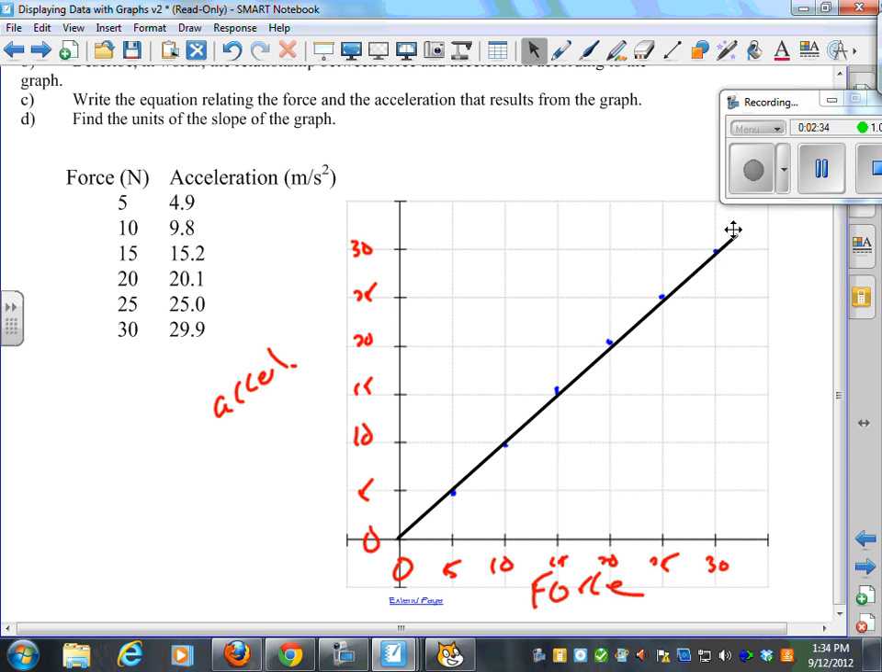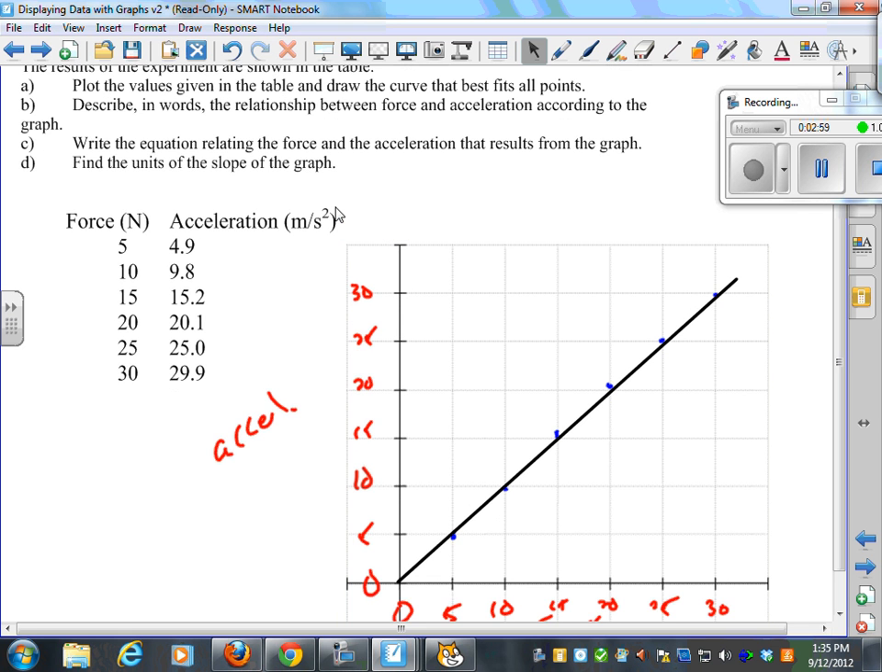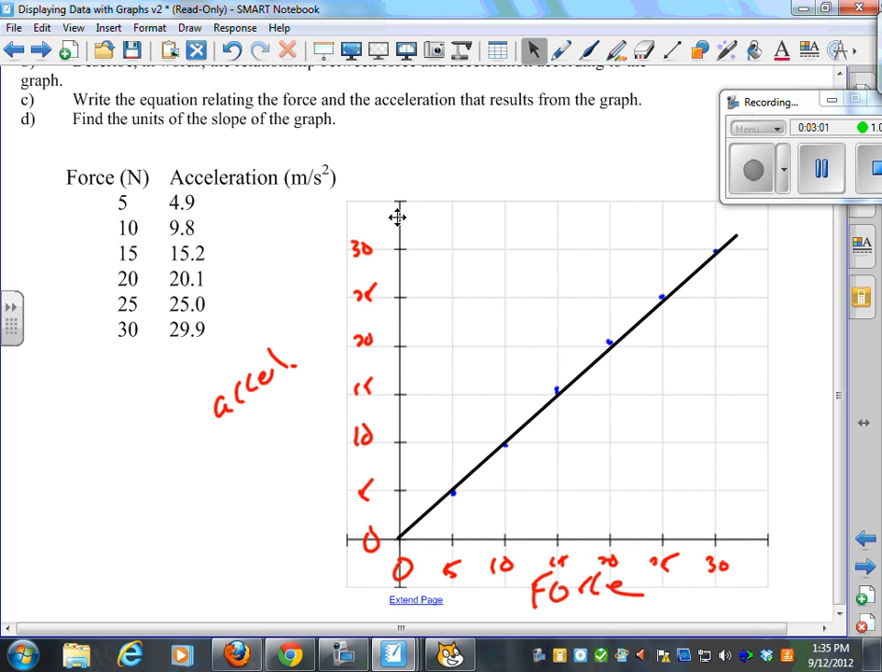Right, that'll work. Okay, so we got our line of best fit. What's the next thing we have to do? Describe in words the relationship. It's a linear relationship. Write the equation relating force and acceleration. How do we write the equation?